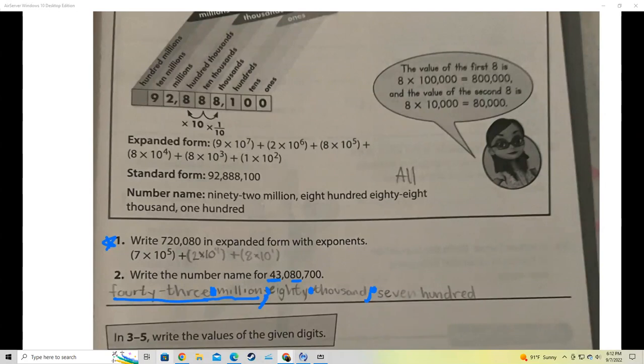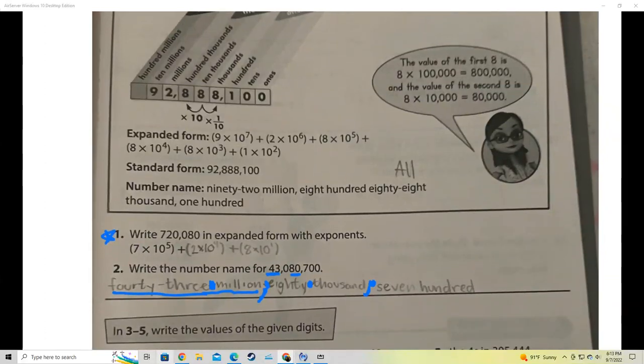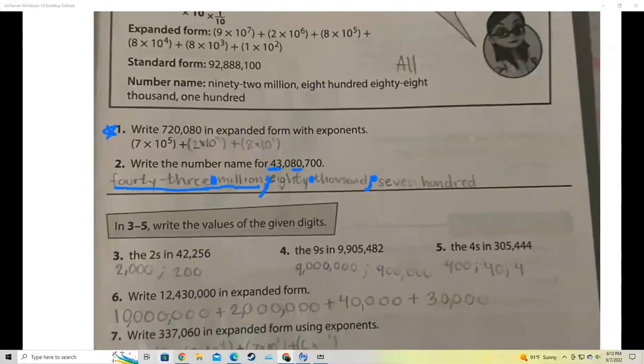So again, what I'm trying to say is the numbers are perfect, right? 43 million, good. Because 43 is a two-digit number, you put a dash between the 40 and the 3. So 43 million, comma, 80,000, comma, 700. And if you do it like that, you should be good. But as far as the numbers are concerned, you did a really good job with that.